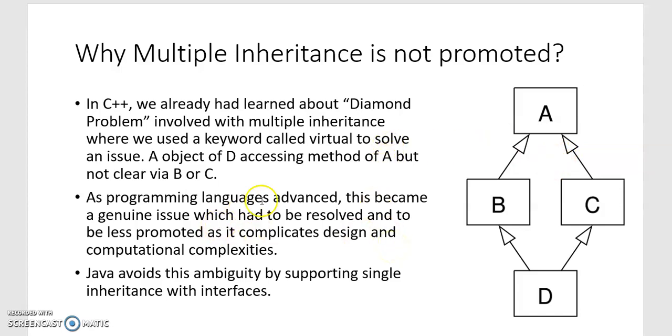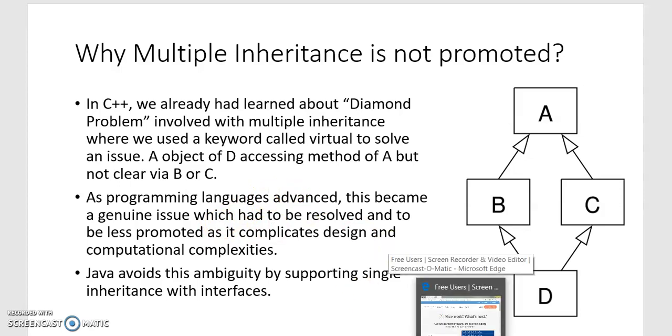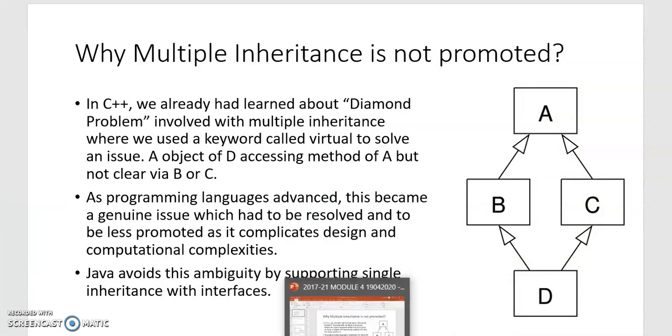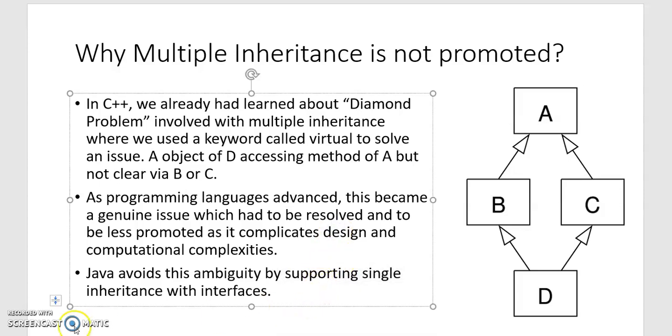Now, as programming languages advanced, this was an issue that had to be solved, in order to prevent design complexities and computational complexities. Java supports this removal of ambiguity with the help of interfaces.